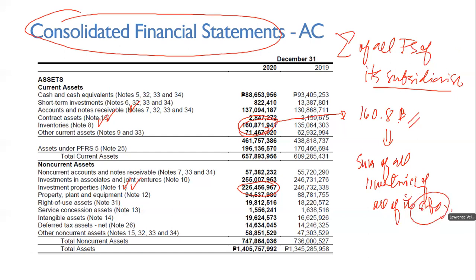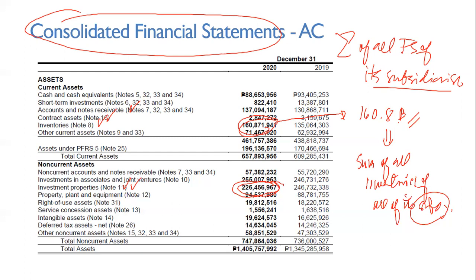Okay? Itong investment property na yan, sum yan ng lahat ng investment properties ng lahat ng mga subsidiary nito. Okay? So even though there's no day-to-day operations, pero sa FS, ang makikita mo is sum ng lahat ng subsidiary under AC. Sum ng financials nilang lahat. Kaya ang tawag consolidated financial statements.